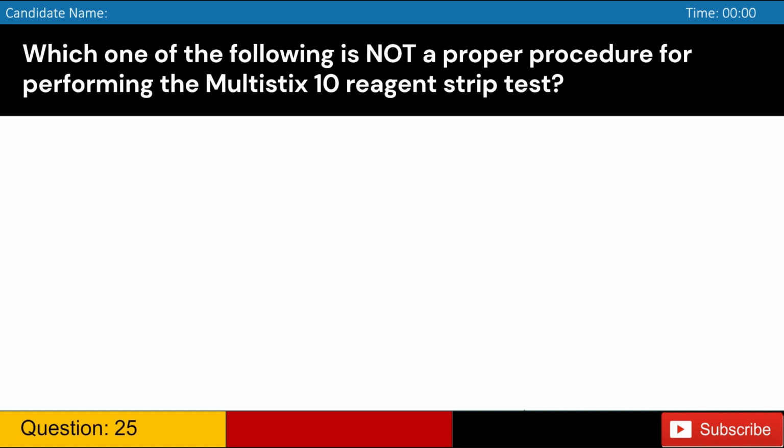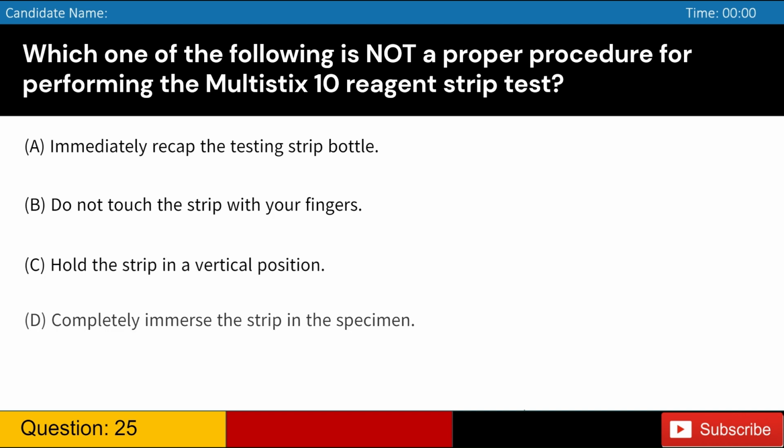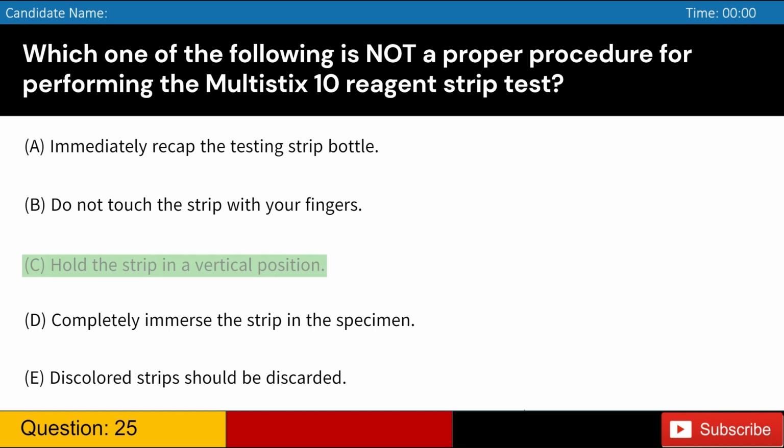Which one of the following is not a proper procedure for performing the Multistix 10 reagent strip test? A. Immediately recap the testing strip bottle. B. Do not touch the strip with your fingers. C. Hold the strip in a vertical position. D. Completely immerse the strip in the specimen. E. Discolored strips should be discarded. Answer: C. Hold the strip in a vertical position.